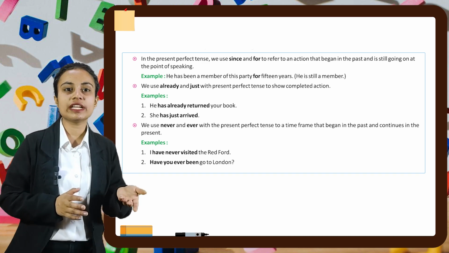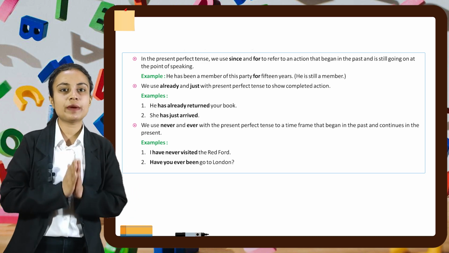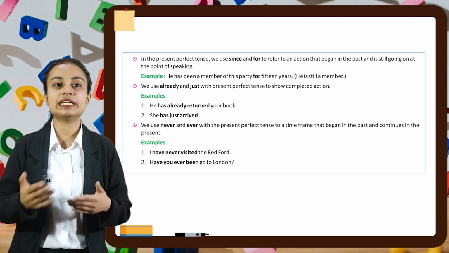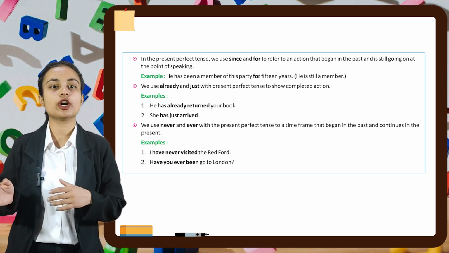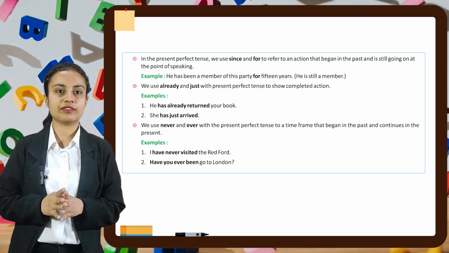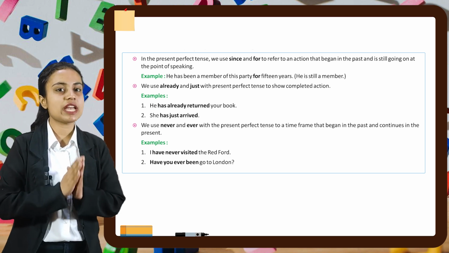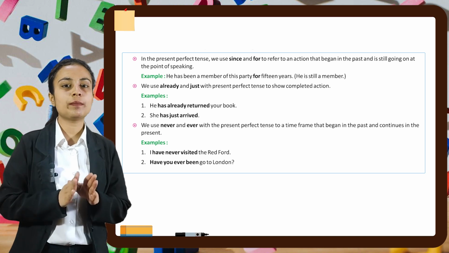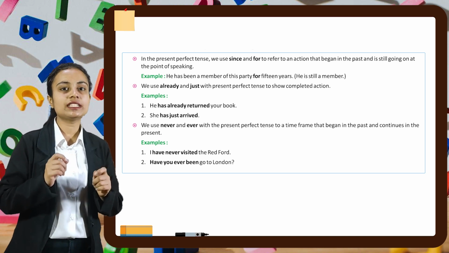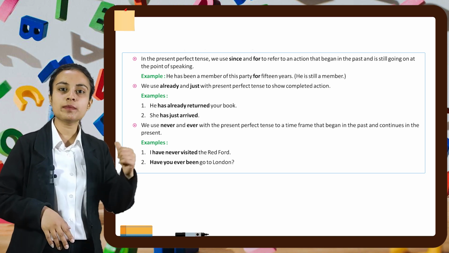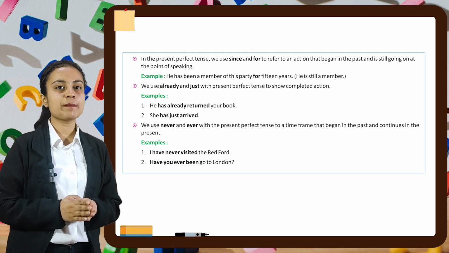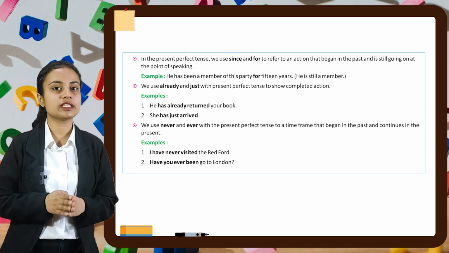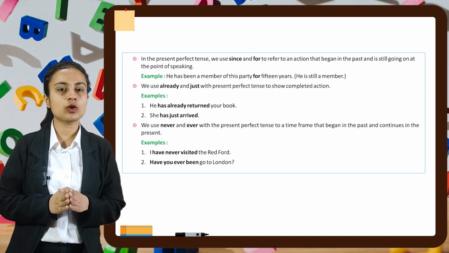Also, we use already and just with present perfect tense to show completed action. For example, he has already returned your book. She has just arrived. Next, we use never and ever with the present perfect tense at the time frame that began in the past and continues in the present. For example, I have never visited the Red Fort. Have you ever been to London?